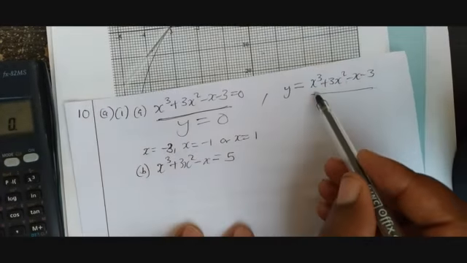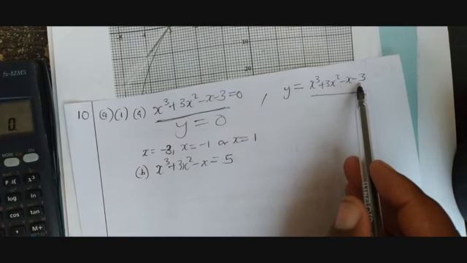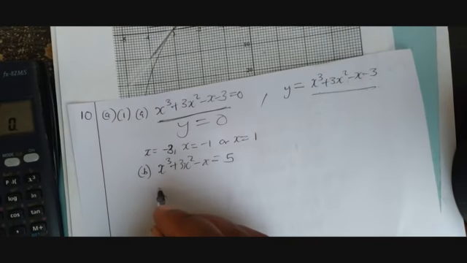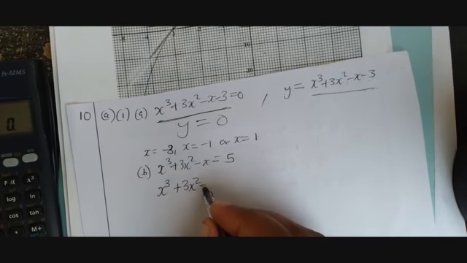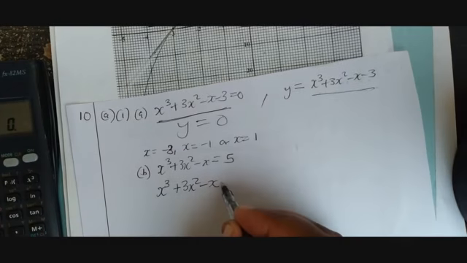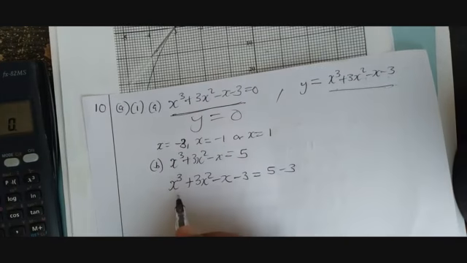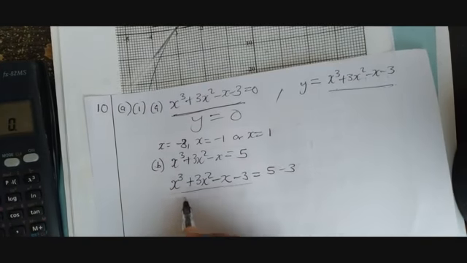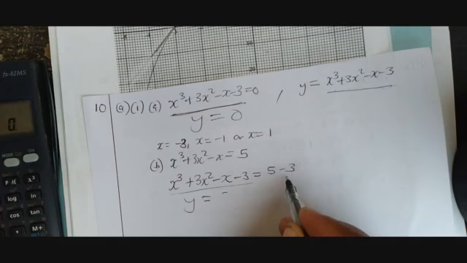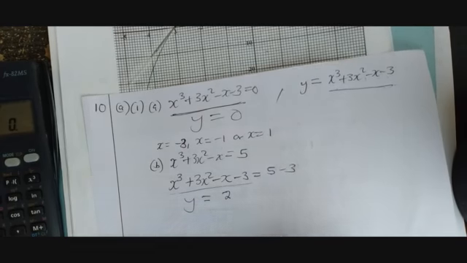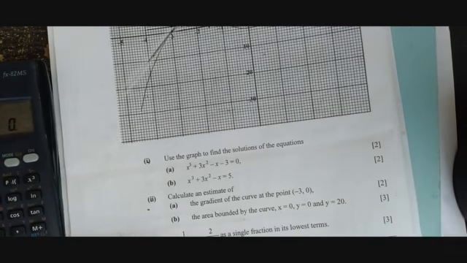Again, I'll compare this and this one. Is it the same? You realize that here there is a negative 3 missing, which is here. So you're going to put a negative 3. So you rewrite it and say x to the power 3 plus 3x squared minus x. I put a negative 3 here, is equal to 5. But because I put negative 3, I also put a negative 3 here. Then you say the whole lot of this one now is y, which is equal to y minus 3. You have got 5 minus 3, you have got 2. Now, this is not the answer. We'll go to the graph and identify where y is equal to 2.